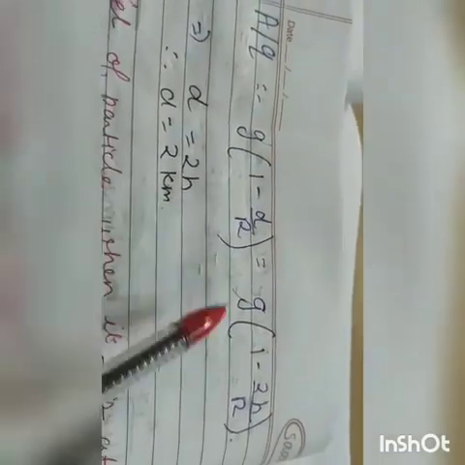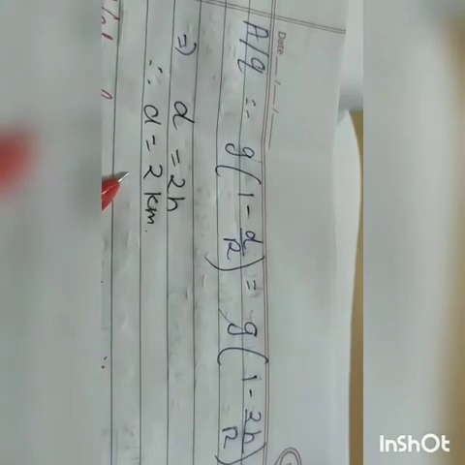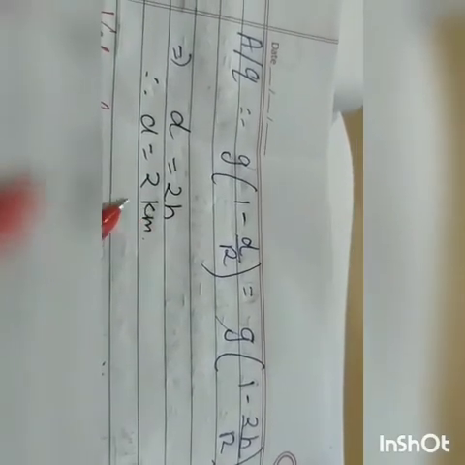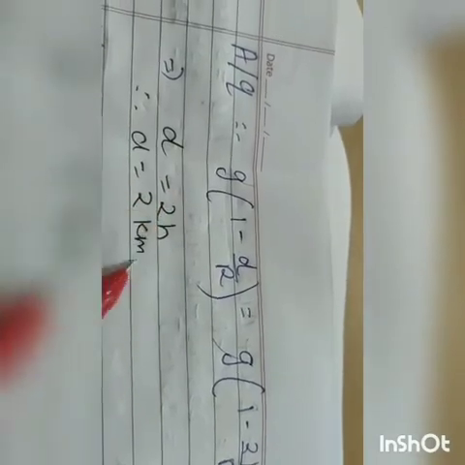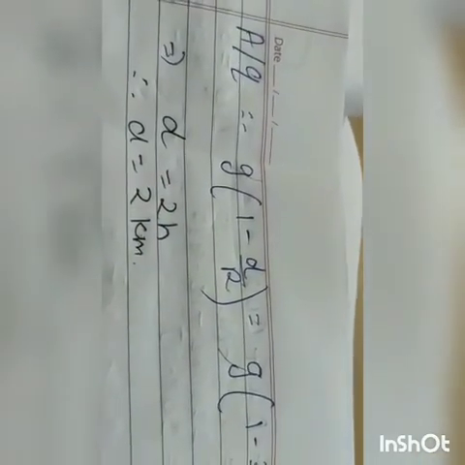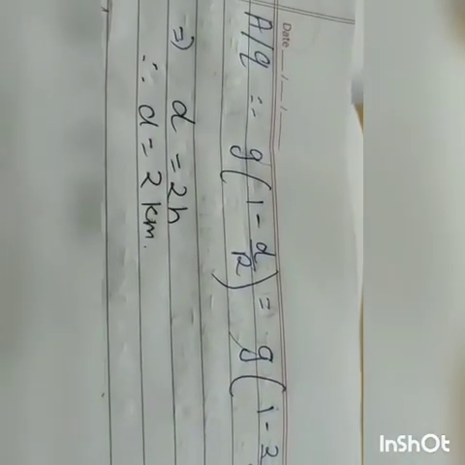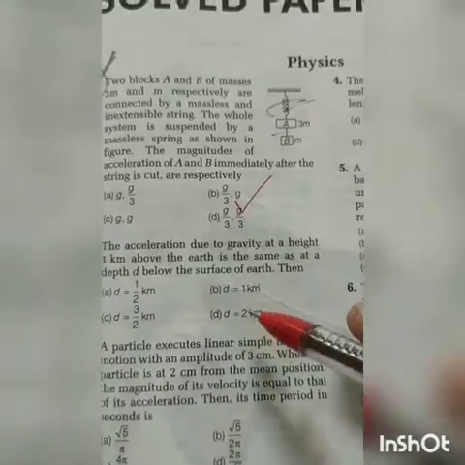So after making them equal, our correct answer will be d is equal to 2 kilometer, as d is equal to 2h and h value is given here 1. So d is equal to 2 kilometer. Here is our correct option, this.